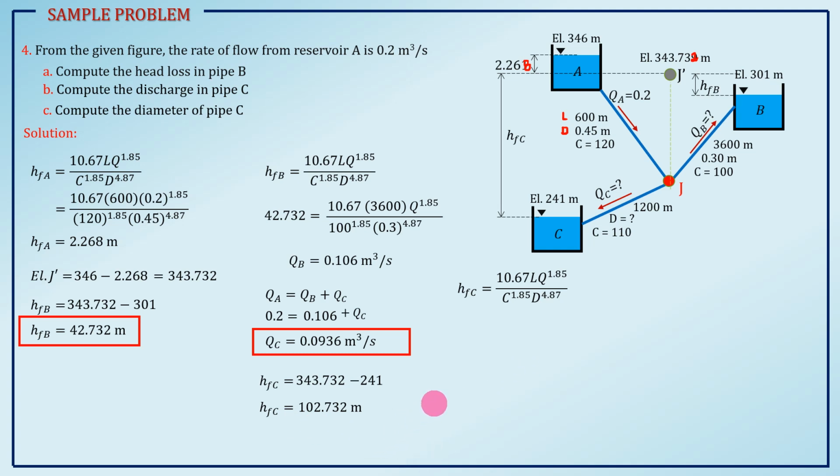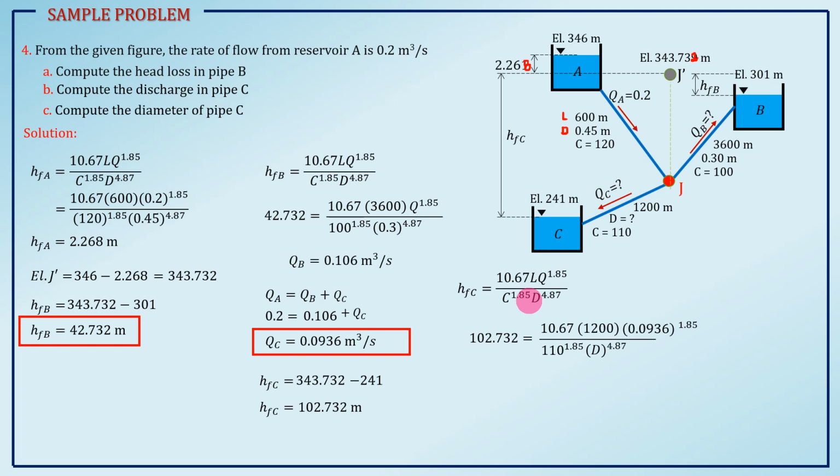Ayan. So we have now the head loss. So pag sinalpak natin dito yung mga given, masasolve natin agad si diameter. So lagay natin, we have 102.732 equal to 10.67 L12 Q, nasolve natin 0.0936 raised to 1.85 over C na 110, no? Raised to 1.85, D 4.87.